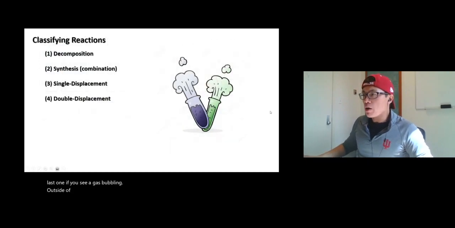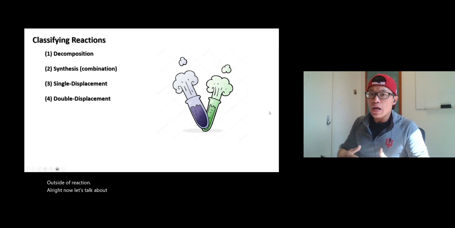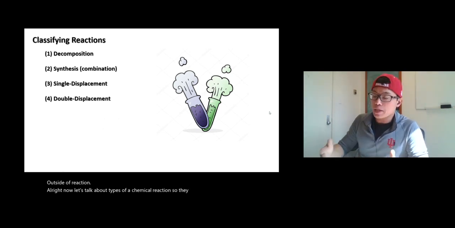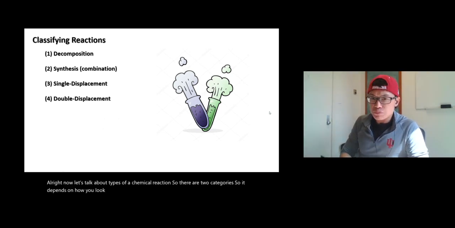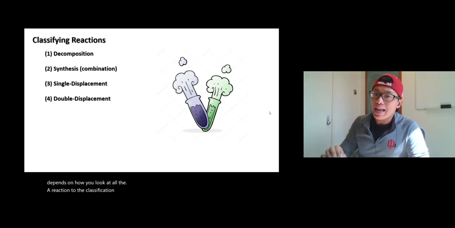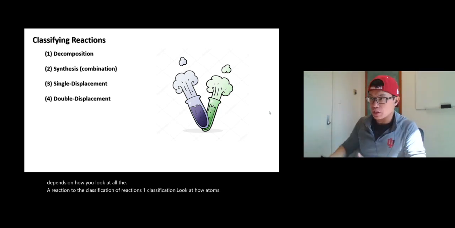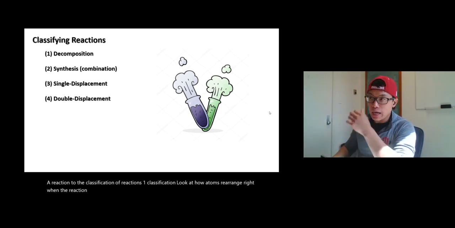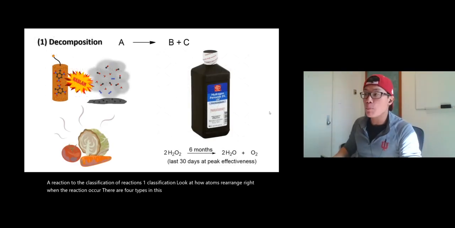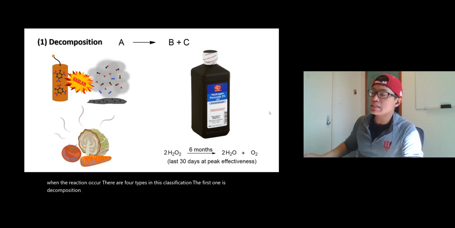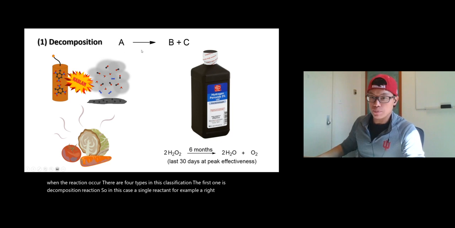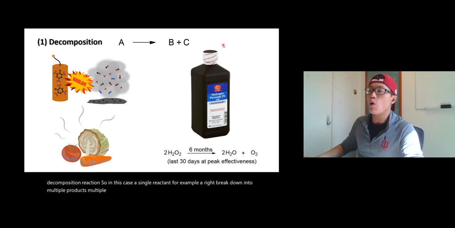Okay. All right. Now let's talk about types of chemical reactions. So there are 2 categories. It depends on how you look at the classification of reactions. One classification looks at how atoms rearrange when the reaction occurs. There are 4 types in this classification. The first one is decomposition reaction. So in this case, a single reactant, for example, A, breaks down into multiple products, multiple species, so B and C or D or whatever.